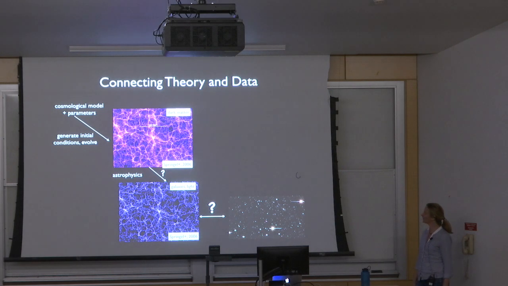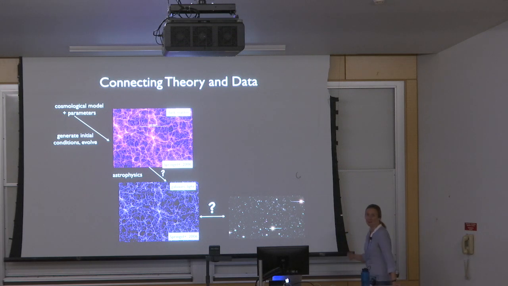So our process for connecting data and theory then becomes that we have a cosmological model, choose some parameters, generate initial conditions, and evolve it to get the dark matter distribution as a function of time. And then the first piece of magic happens. That's basically all of astrophysics, to turn this map of the matter into the distribution of light in galaxies. And then at that point, statistical magic has to happen, because we have to compare this distribution of galaxies to our observational data.